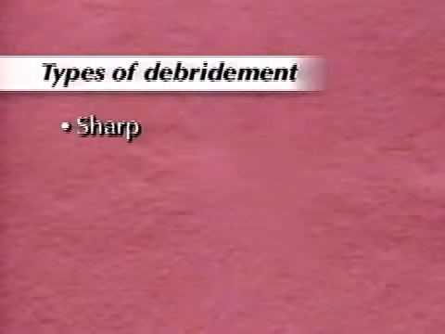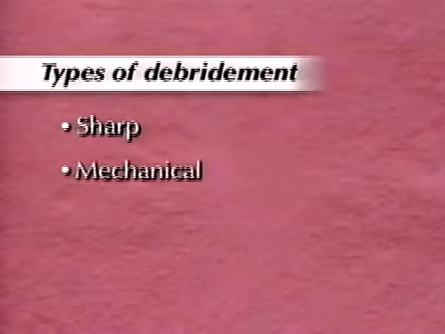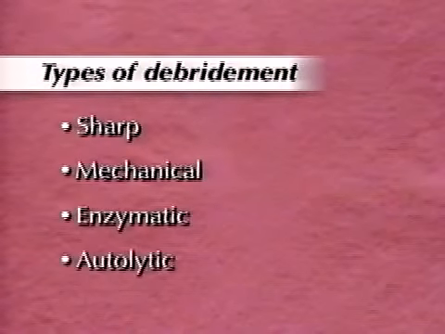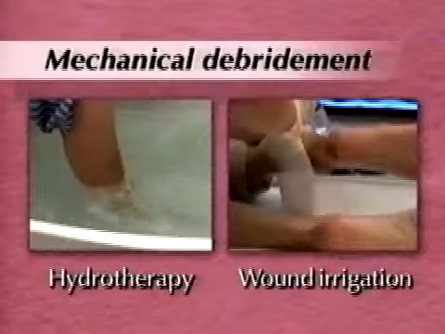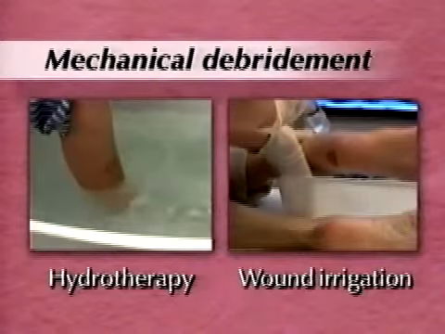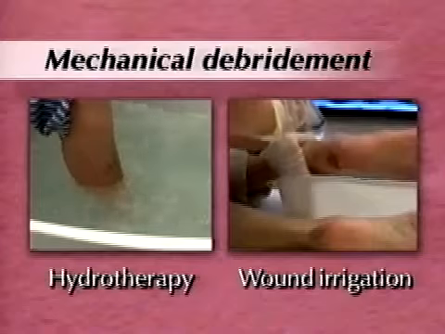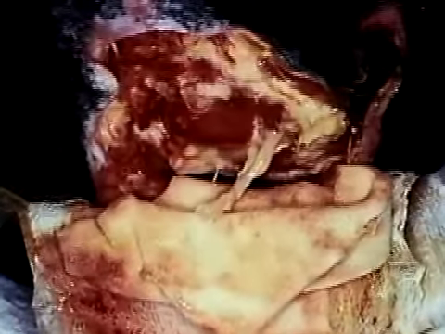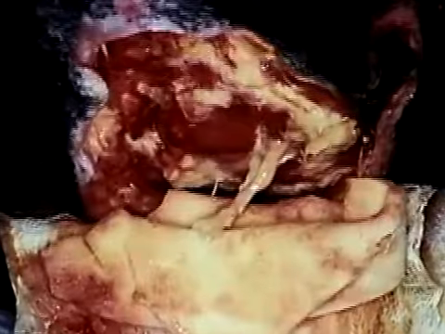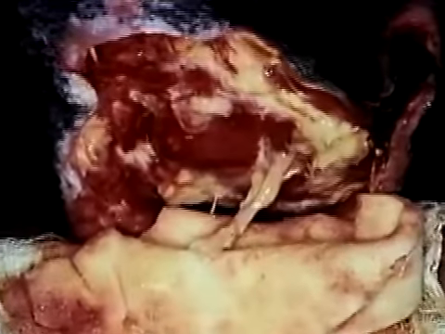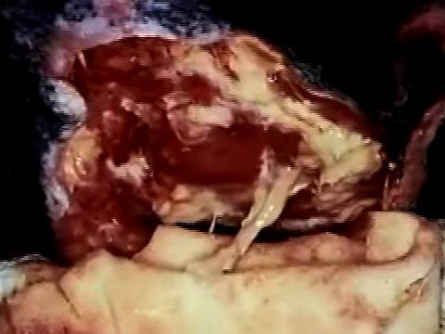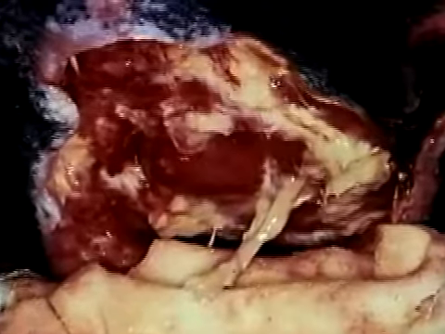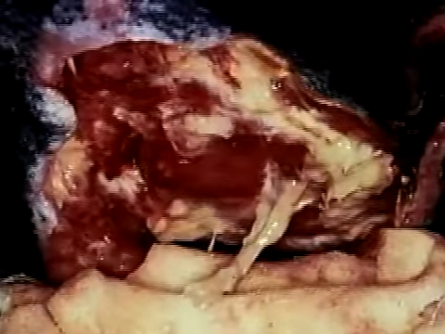When sharp debridement is not indicated, use mechanical, enzymatic, or autolytic debridement. Mechanical debridement may be achieved through hydrotherapy or wound irrigation. These techniques are used to soften and remove eschar and debris. Mechanical debridement can also be done with a wet-to-dry dressing, which adheres to necrotic tissue so that it can be pulled off with the dressing. However, this non-selective procedure can cause pain and can harm granulation tissue.